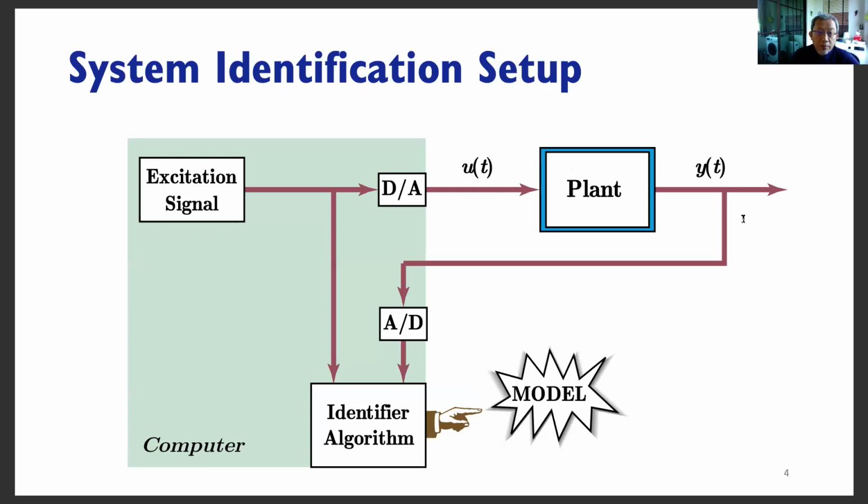So this is the setup in order to do the data collections and for the parameter estimations. Basically, the important engine of the setup is the identifier algorithms. There are so many algorithms proposed in the book, so we are not going to touch everything. We just select 2 or 3 in order to obtain the mathematical model.